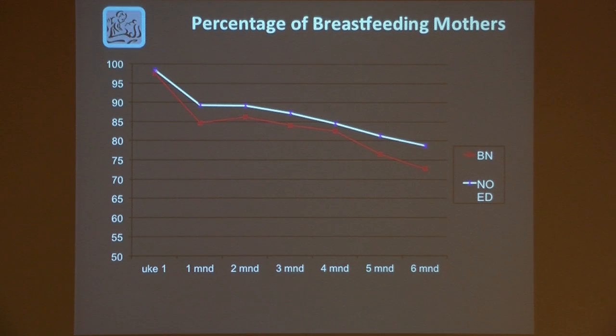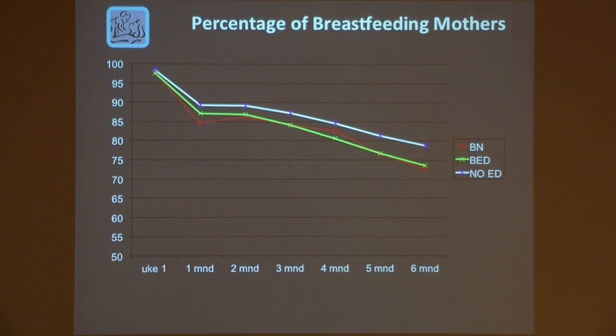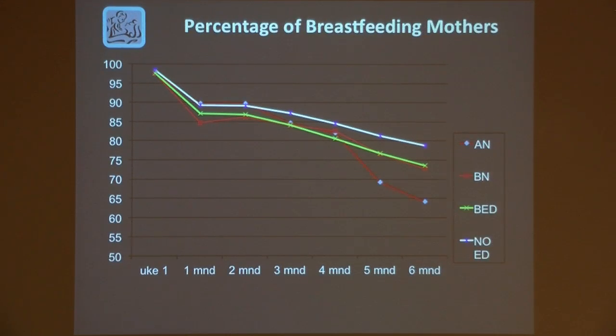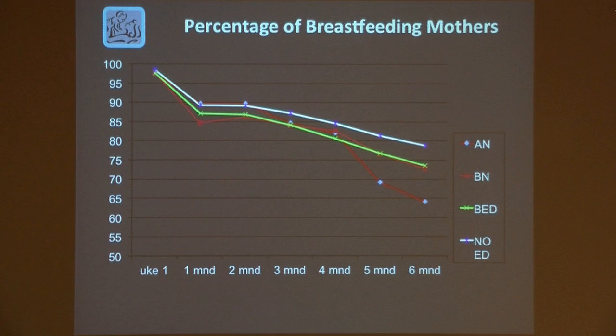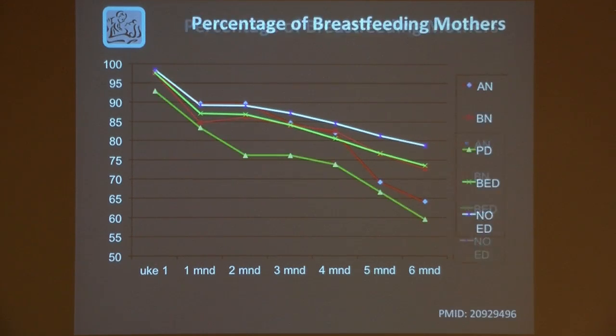They start, but then it starts dropping off. Binge eating disorder similarly. But then when we start seeing anorexia nervosa, you see much more rapid decrease in breastfeeding as you're 6 months out, and EDNOS-P even further.